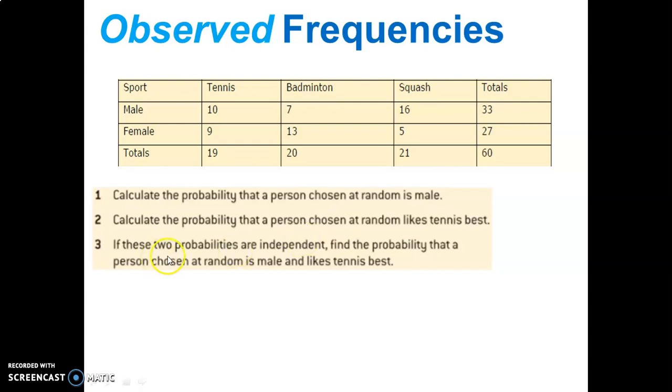What would be the probability of selecting a tennis player? And finally, if these two probabilities are independent, find the probability that the person chosen at random is male and likes tennis best. So a male person who likes tennis best. So here are the answers for those.